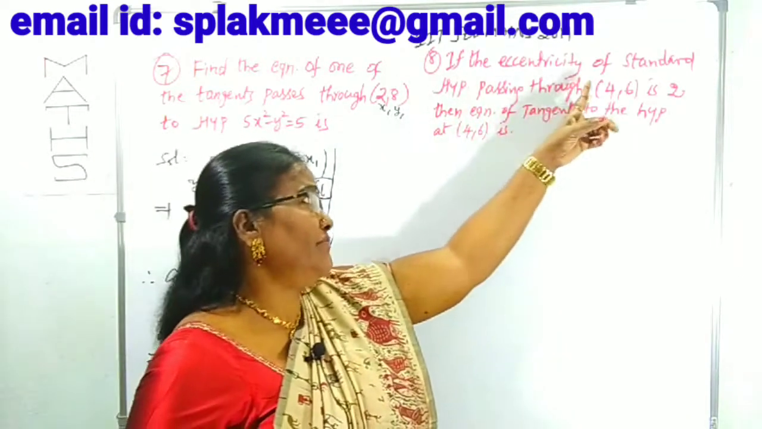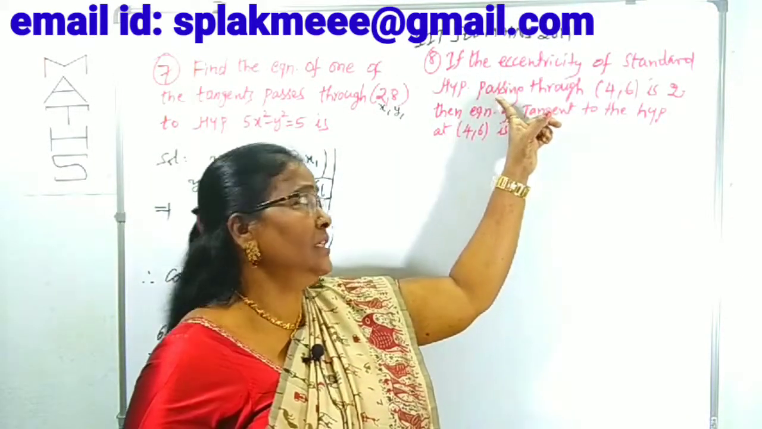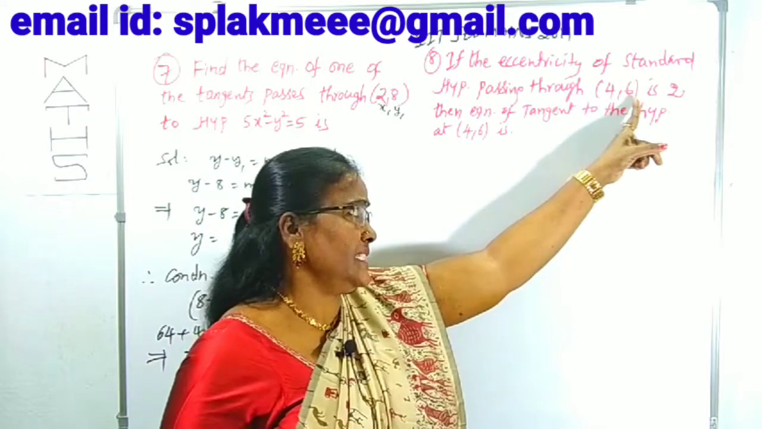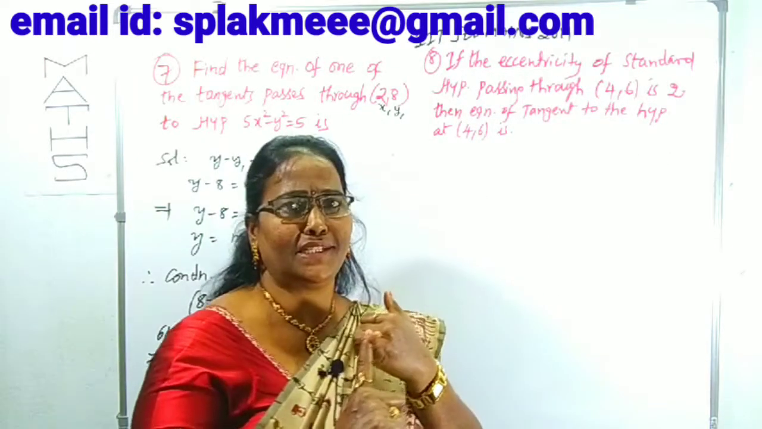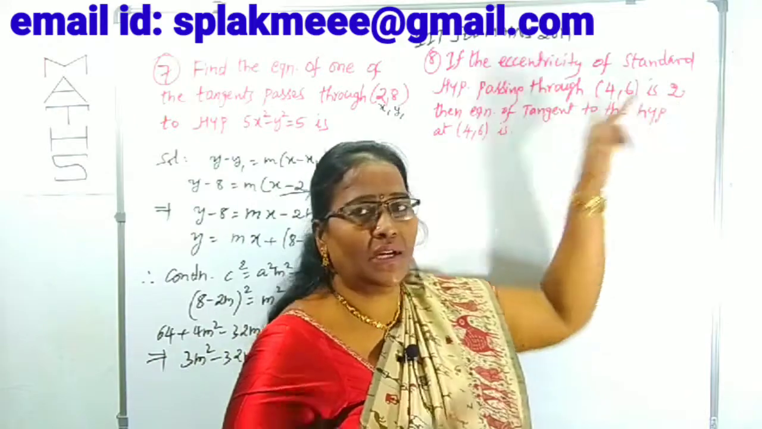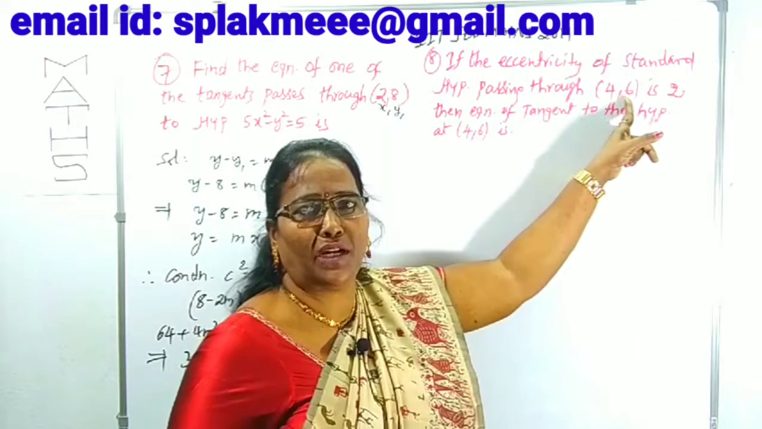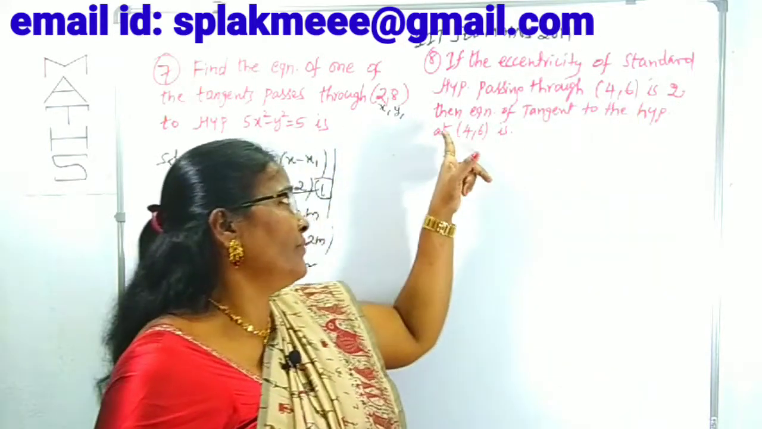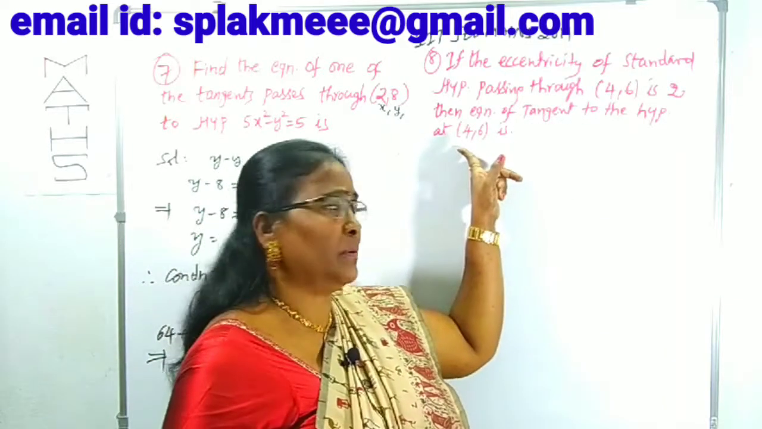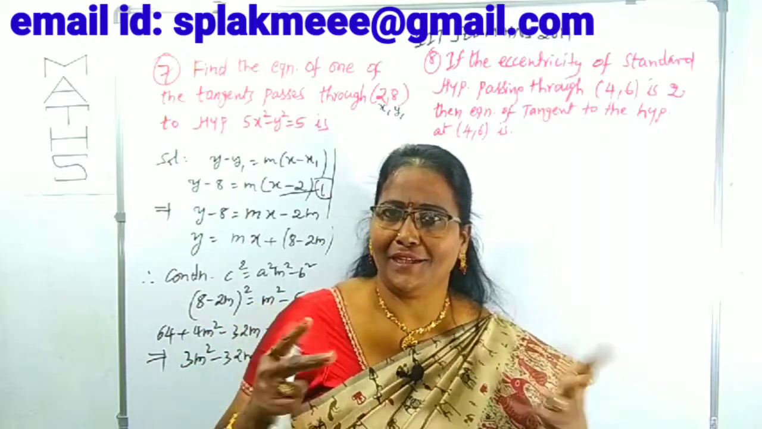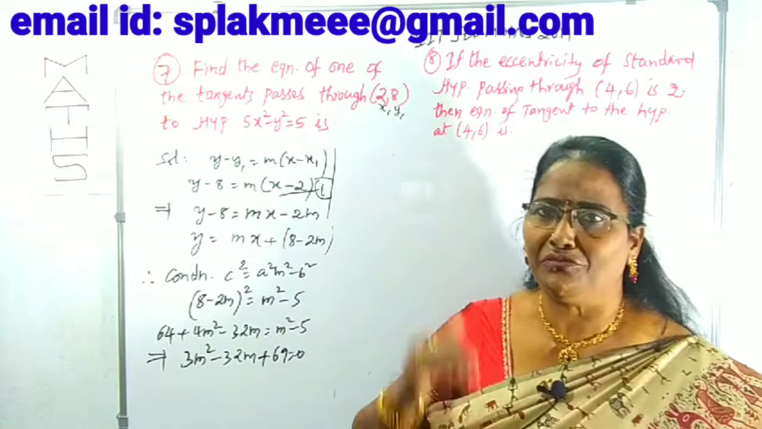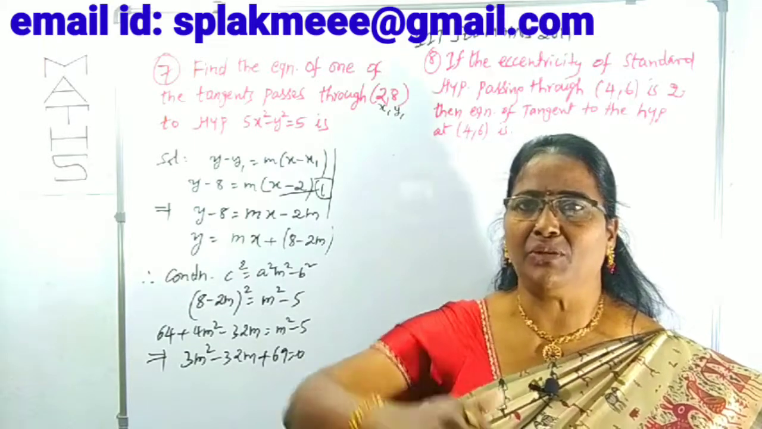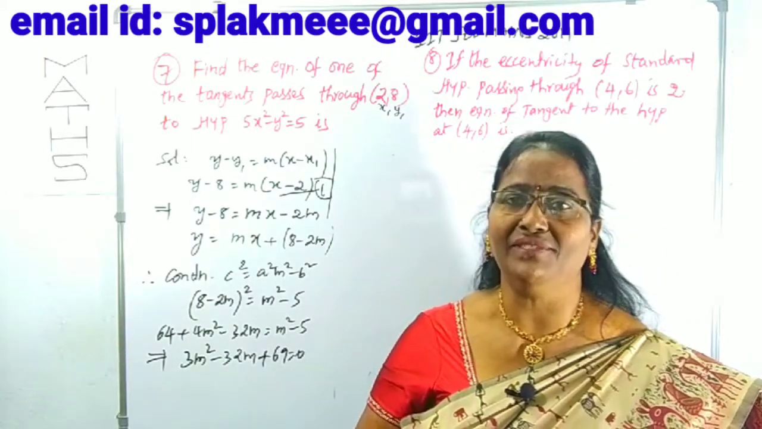The eccentricity of a standard hyperbola passing through the point (4, 6) is 2. Means what? The eccentricity of the hyperbola is given as 2, and that hyperbola is passing through the point (4, 6). Then find the equation of the tangent to the hyperbola at that point. Here the hyperbola equation is not given. We have to first find the hyperbola equation, then the equation of the tangent.